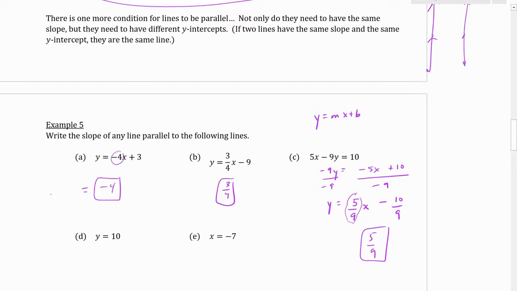So a lot of times you'll see people put this, the slope of something parallel. Okay, what's the slope of a horizontal line? 0. So the slope of anything parallel to it will be 0. This is a vertical line. What's the slope of anything parallel to it? An undefined slope.